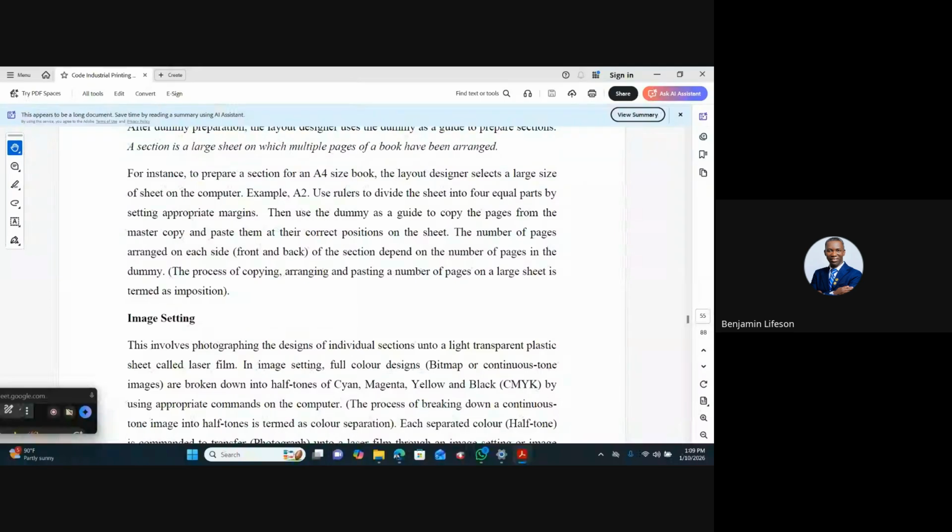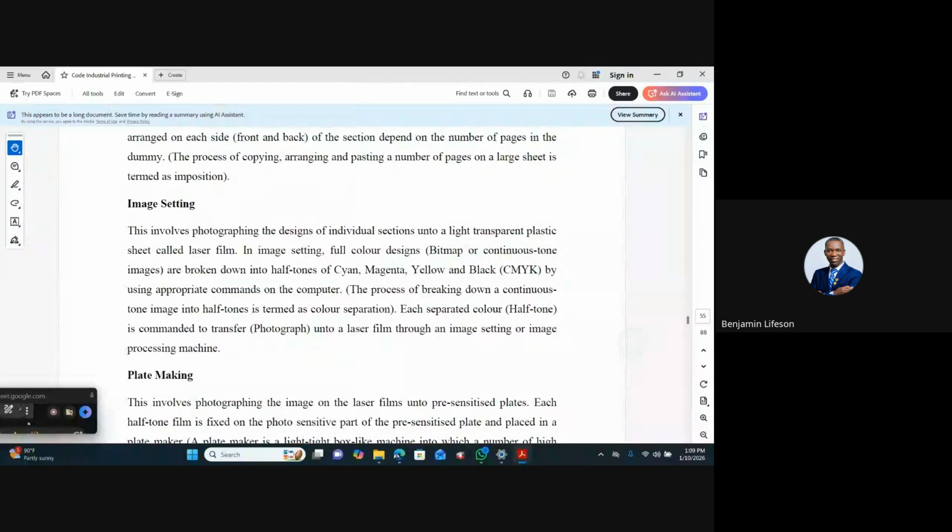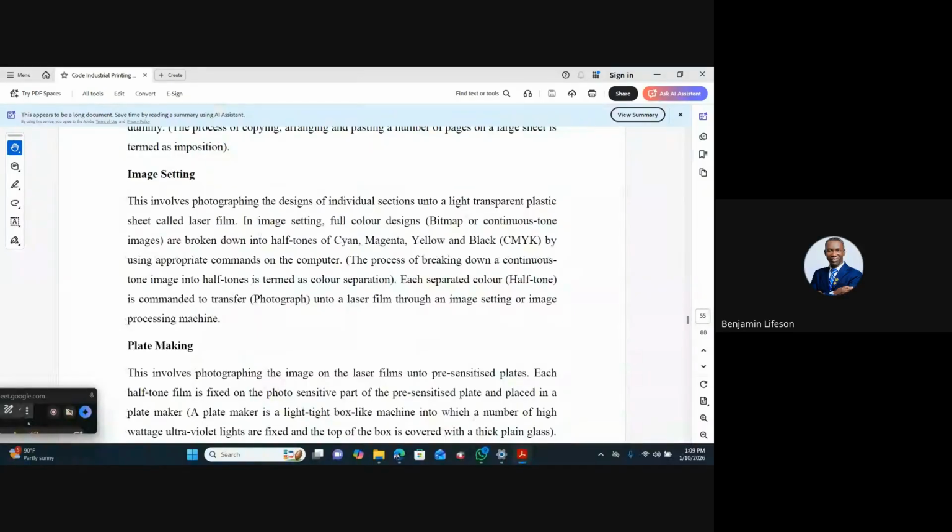Now let's go to image setting. Image setting. This involves photographing.